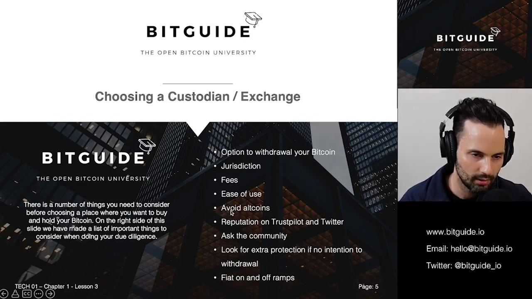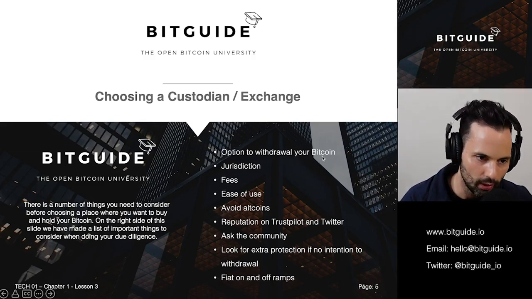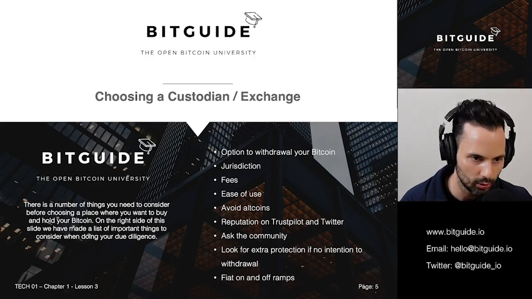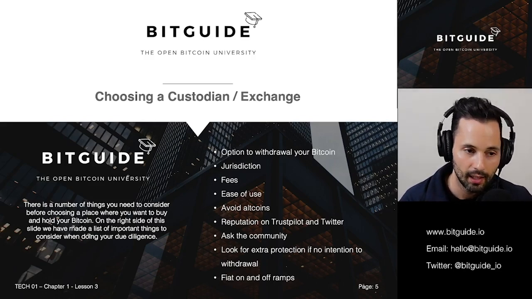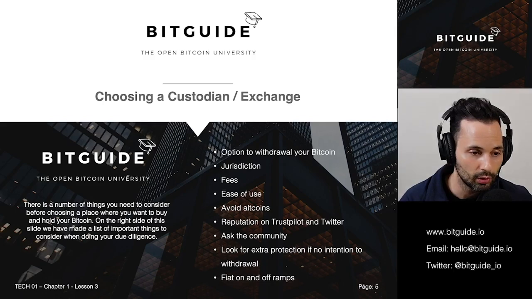But one point that I will say is universal for sure is the option to withdraw your Bitcoin. Because no matter where you are, if you buy your Bitcoin at an exchange and you do not have the option to withdraw your Bitcoin, that means that your Bitcoin is locked. You actually don't own it and you can never get access to it when you want to. So pay attention. There are a lot of scams out there that don't grant you access. But there are also non-scam places where you can buy Bitcoin, but still, I would never ever buy my Bitcoin there because you cannot withdraw your Bitcoin.